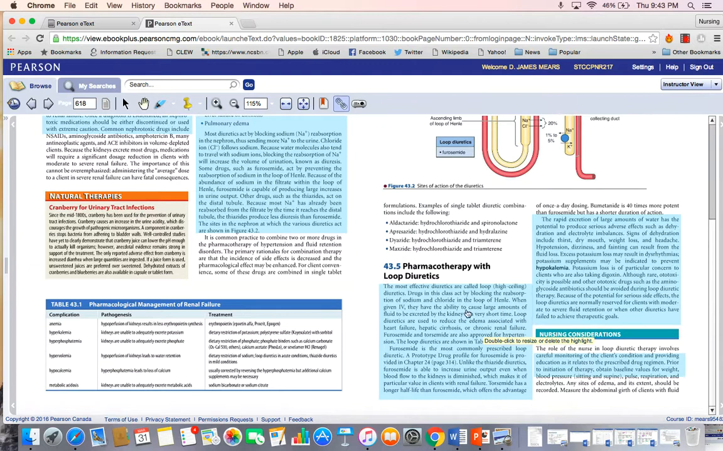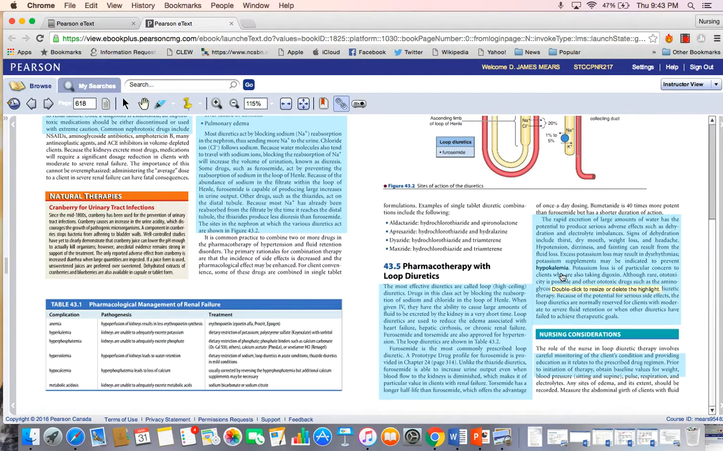But we would do that with extreme caution. Lasix is probably the most commonly prescribed loop diuretic, and the prototype is available on the next page, or 314, for you to look at. The big danger with a loop diuretic and a thiazide diuretic is hypokalemia, or low levels of potassium.